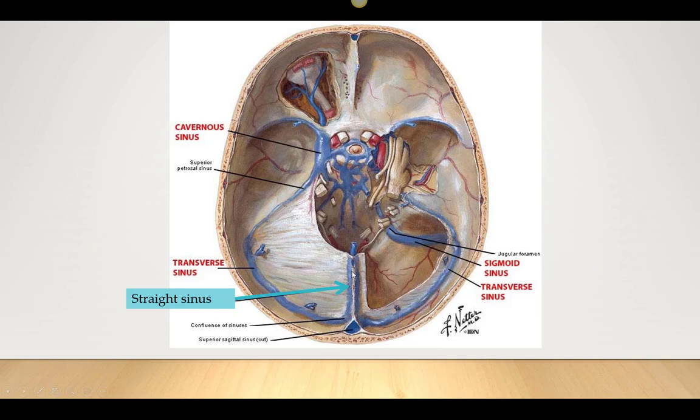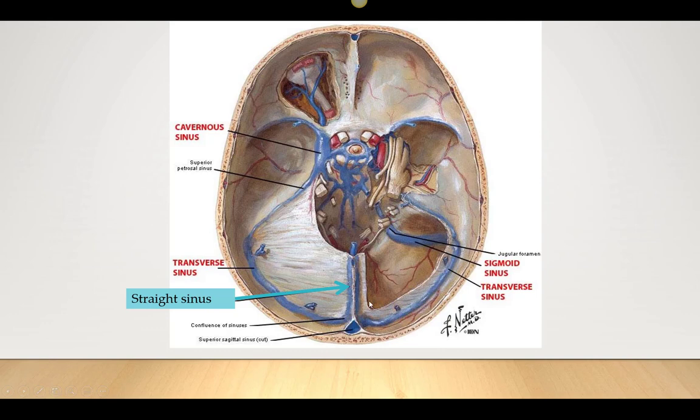So anyhow, in this view, this is another good view where you see the straight sinus. Pay attention, this is the straight sinus. In some pictures by mistake they may have labeled it as the occipital sinus. As you see here, you have the membrane of the dura here, that is the tentorium cerebelli, and you have the straight sinus here.